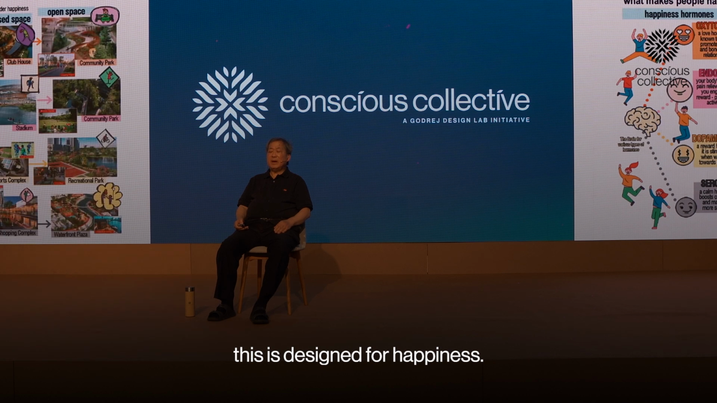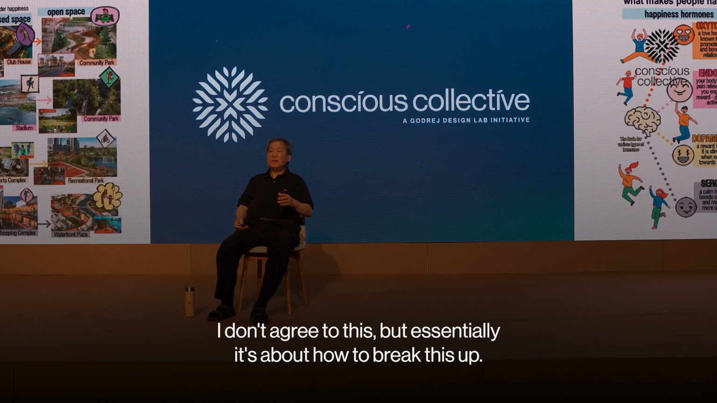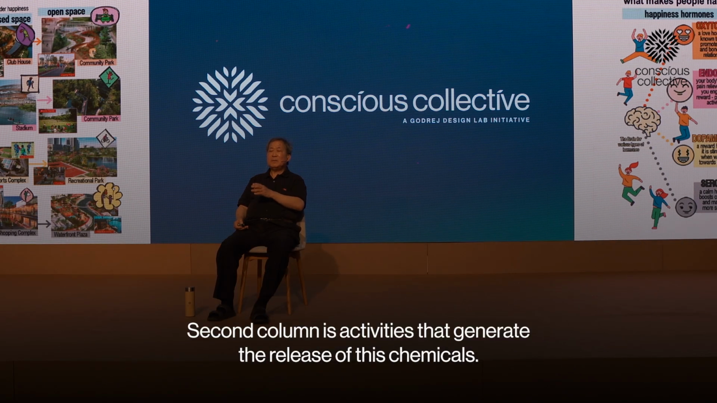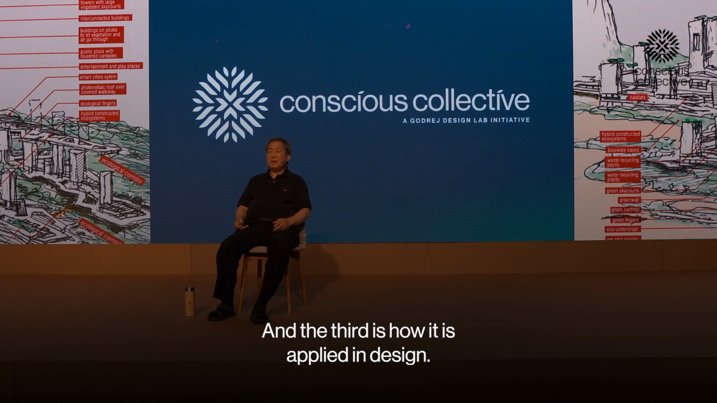This is designing for happiness. I don't want to go into this, but essentially it's about how the brain gives out certain chemicals when you feel happy. Second column is the activities that generate a release of these chemicals. And the third is how it is applied in design.